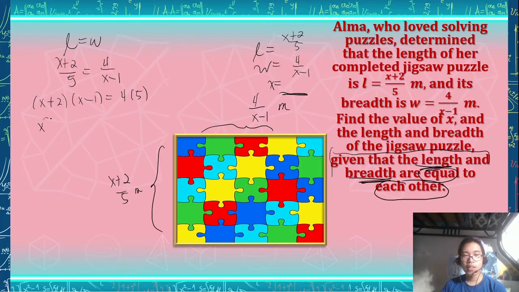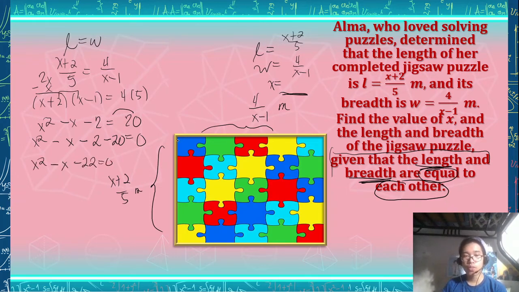And this is going to be x squared. This is going to be positive 2x, and this is going to be negative x. So that should give us x squared + x - 2 is equal to 20. Therefore, if we transfer 20 to the other side, this is going to be x squared + x - 2 - 20 is equal to 0. And this is just going to give us x squared + x - 22 is equal to 0.